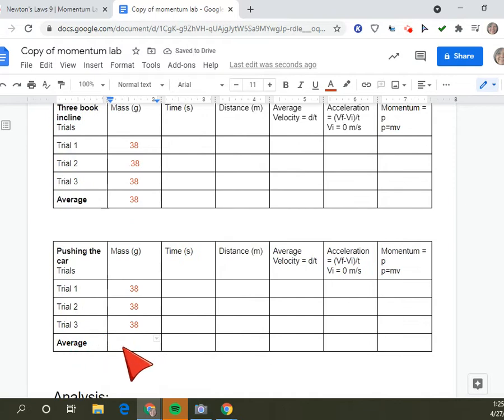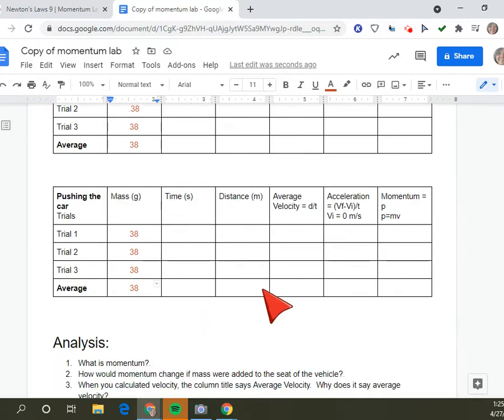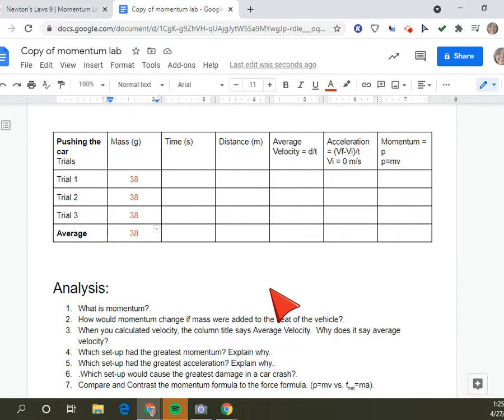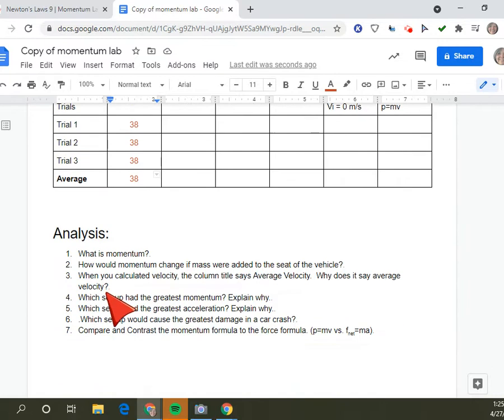Now we can put 38 in the average. We probably need to talk about that just for a second, because if it's the same number every time, if I add it up and divide by 3, I'm going to get the same number just because we haven't changed it. We'll have to actually calculate the average for time. Then there'll be analysis questions at the end that we'll discuss as we go along.